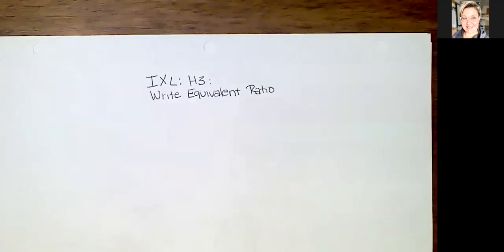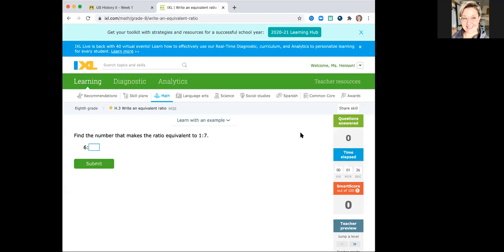Okay, hopefully you are ready to move on to IXL H3, equivalent ratios. So we're going to be doing pretty much what we just were doing, but kind of in reverse. So rather than deciding, yes, this is equal or no, it's not, we're going to create a ratio that is equal to another one. For example, we're going to get this first ratio, 1 to 7, and we have to use the same type of math we just did to make an equal ratio here.